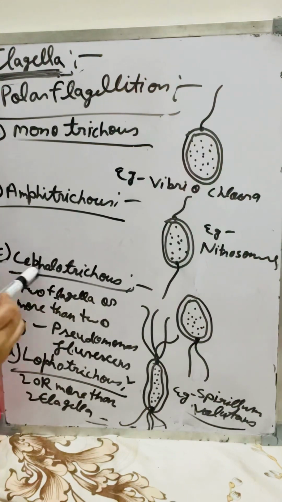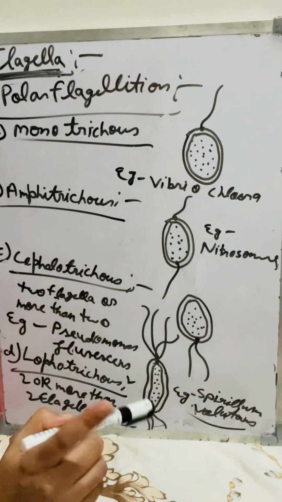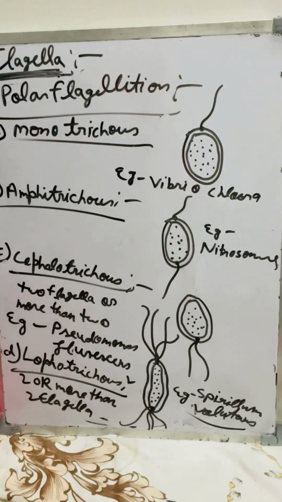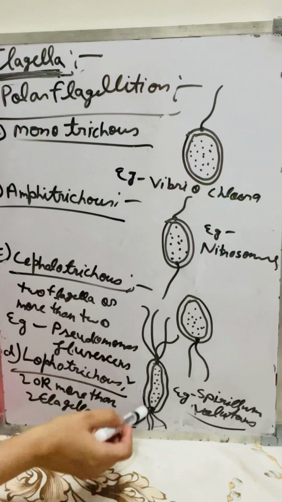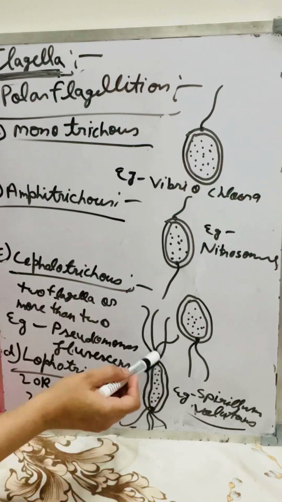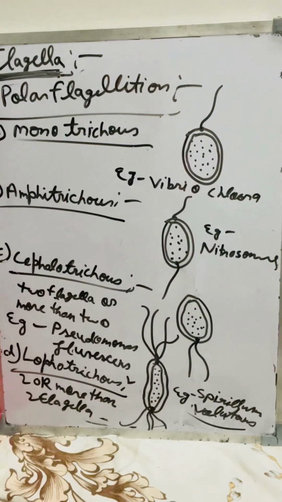Number 3, cephalotrichous bacteria. There is two or more than two flagella at only one end. This kind is called cephalotrichous bacterium. Example, Pseudomonas fluorescens. And number 4, lophotrichous bacterium, which has two or more than two flagella on both ends. Example is Spirillum volutans.